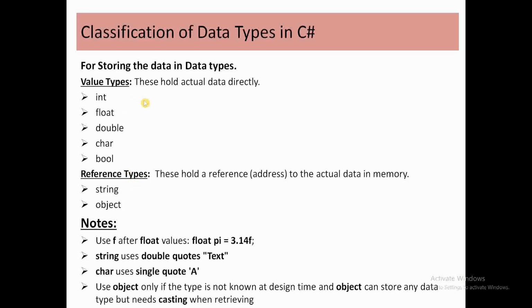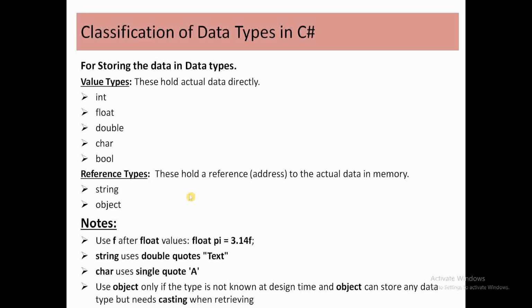Value types are those which hold actual data directly in that variable. Like if we want to store some number in an int, it will directly store the data in that integer. And if we want to store float, double, character, bool: in float we can store a single-precision decimal value, in double we can store a double-precision decimal value, in character we can store a single quoted character, and in boolean we only store true, false values. This is the main purpose of the boolean data type.